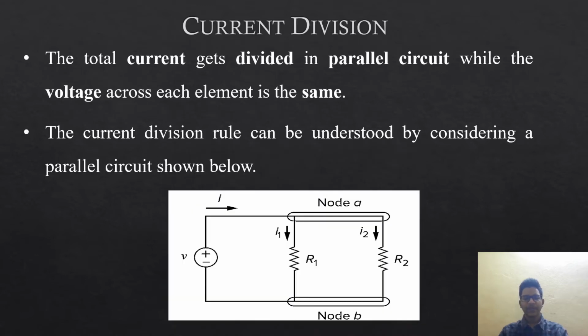Now we are going to discuss current division. The total current gets divided in a parallel circuit while the voltage across each element is the same. The current division rule can be understood by considering the parallel circuit shown below.